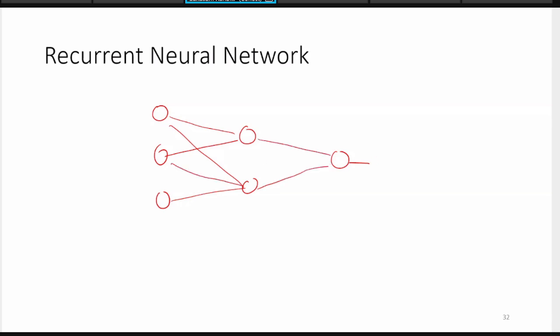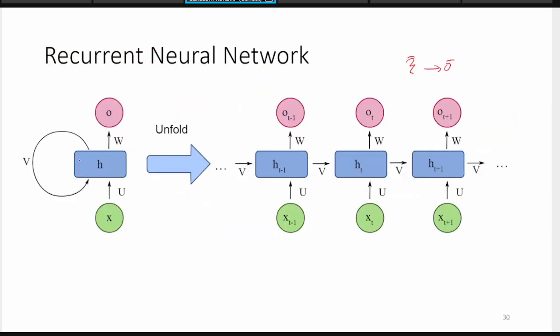So in the recurrent neural network, what are the changes? I'm going to have some input, something like this, and a self loop. Or say I'm going to have something like this. So what is the meaning of this? This diagram is more meaningful. So this is the self loop. What is the meaning of this?